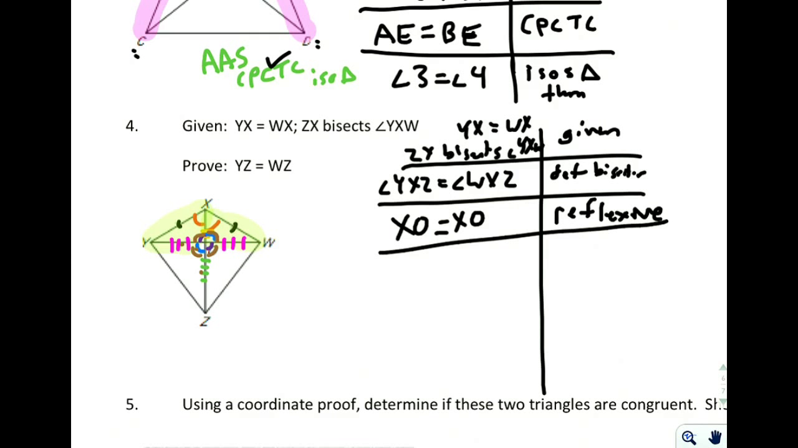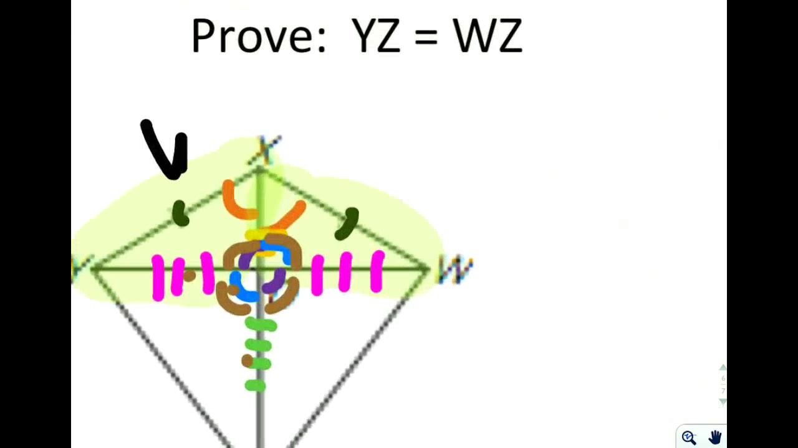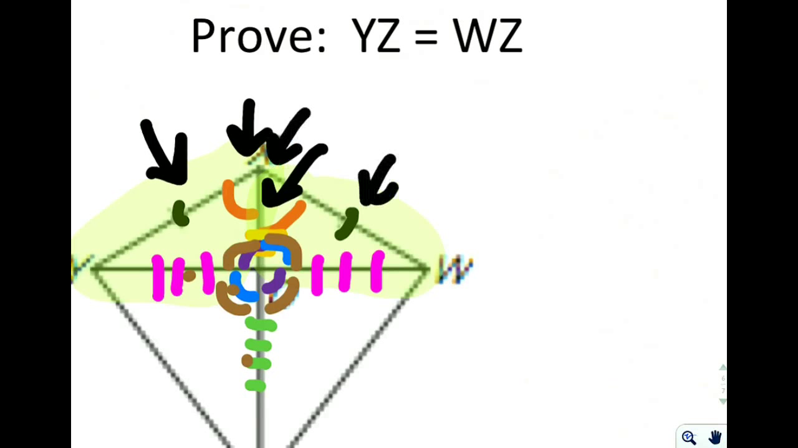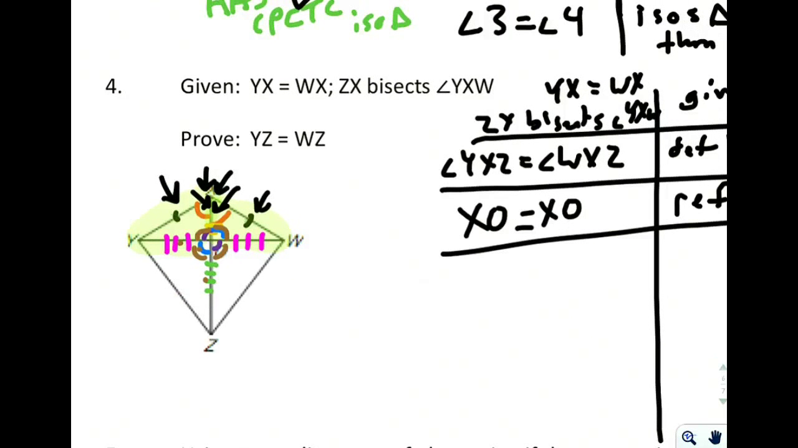And with that, we now have enough information for a side, an angle, and a side. And we get the same thing over here, side, angle, side. So we can prove by SAS that these two triangles up here are equal. I'm going to clear out some stuff to make it readable again.